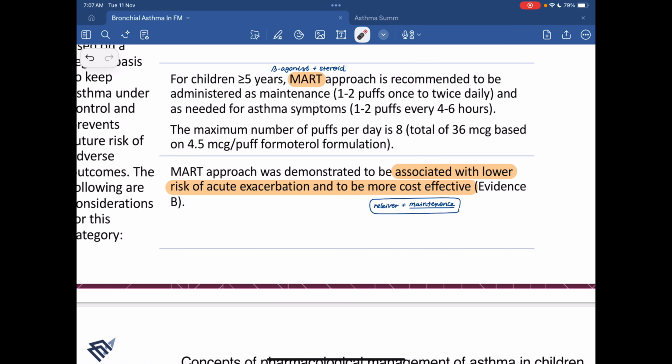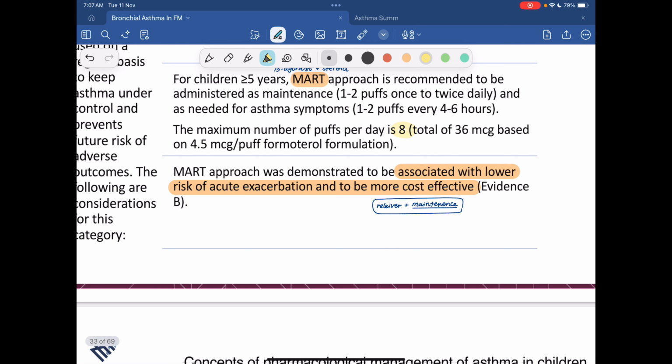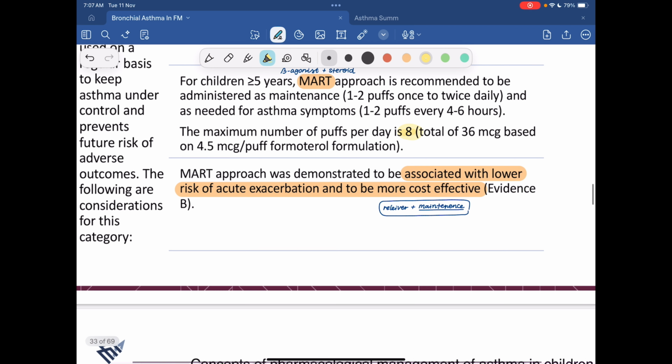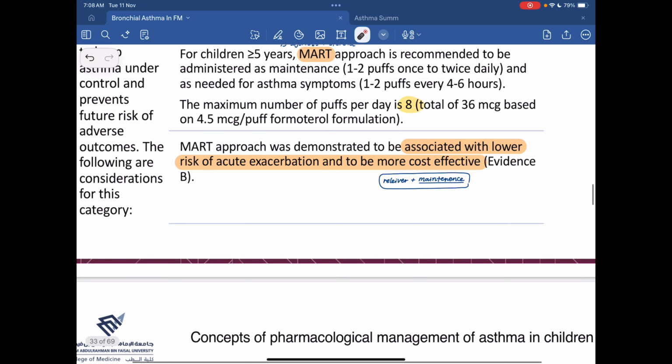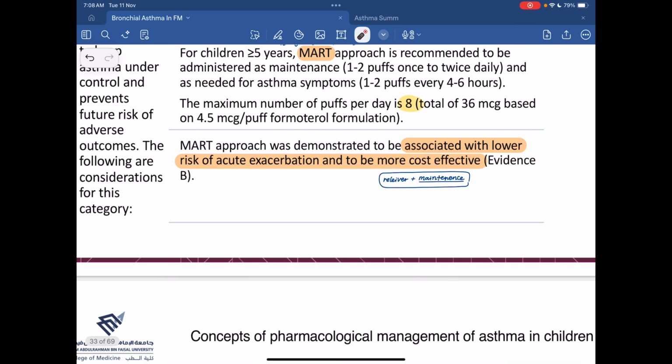The maximum number of puffs per day, to put this in yellow, is 8. The most important thing is max puffs 8. No one exceeds it. You can imagine 8, it kind of looks like a kid. Oh, like a snowman. The MART approach was demonstrated to be associated with lower risk of acute exacerbation and more cost effective.